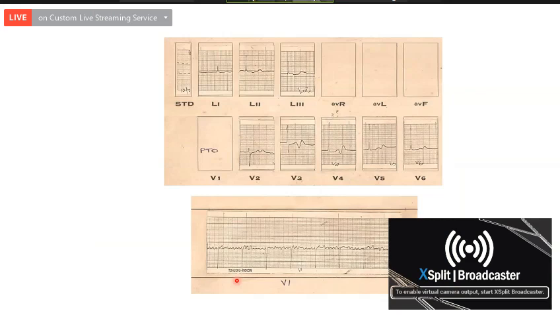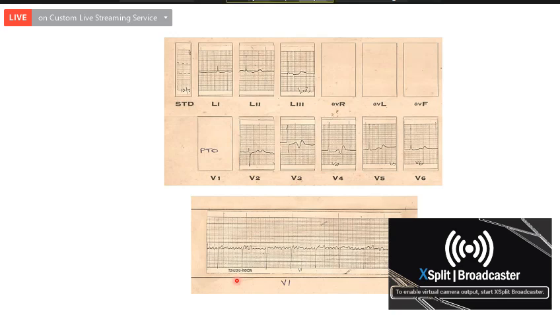This is a slightly more difficult ECG. Yes. Atrial flutter with varying block. Yes, there is atrial flutter. Is it flutter or fibrillation? Fibrillation, fibrillary waves.